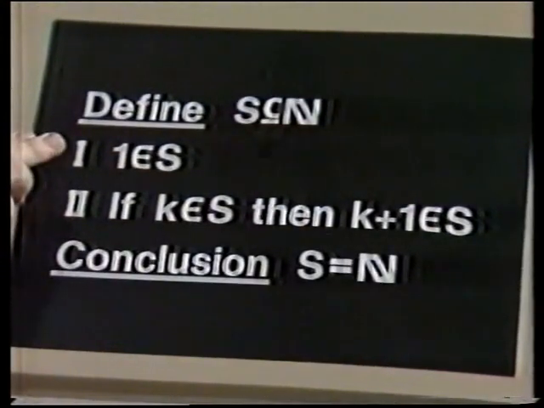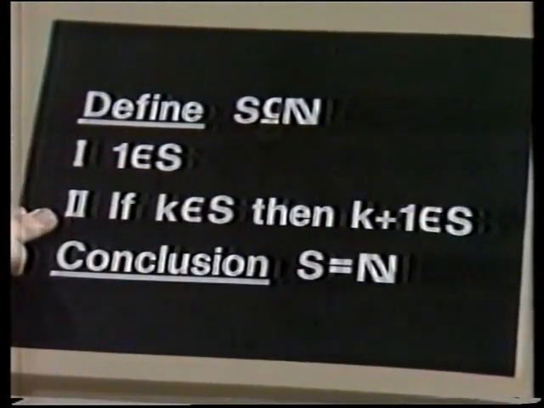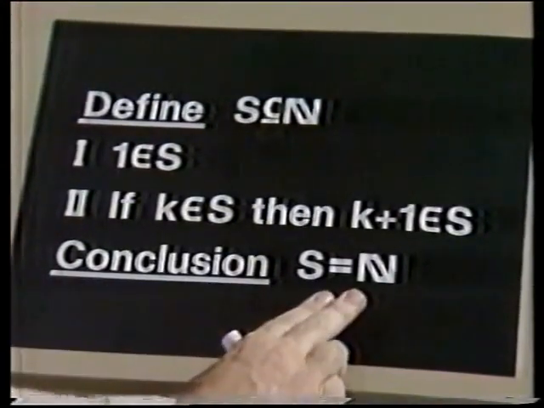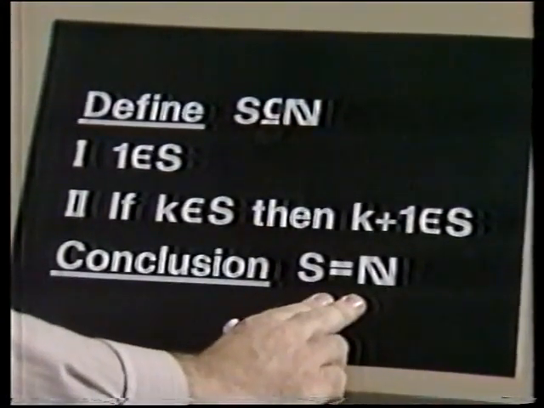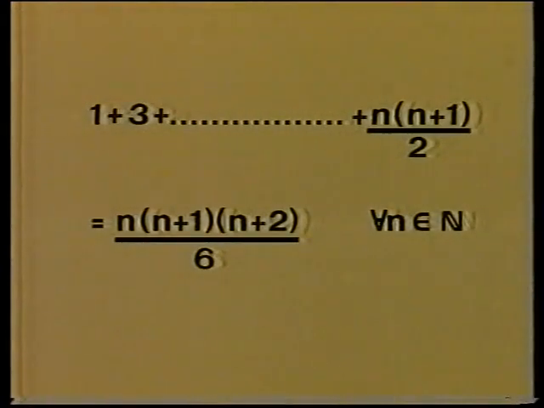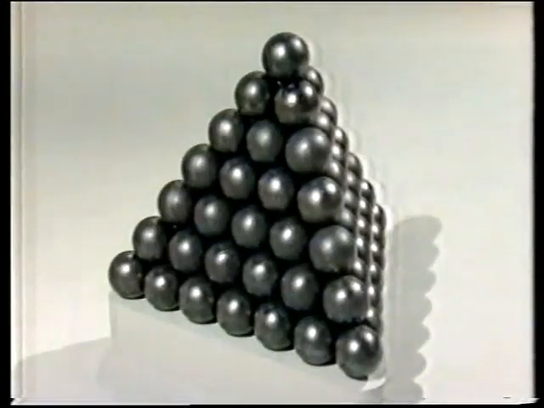Now I've checked steps 1 and 2. So by mathematical induction, I can conclude that S is equal to N. So this statement is true for all positive integers. So that's how we use mathematical induction to prove the two conjectures about this pile of cannonballs.